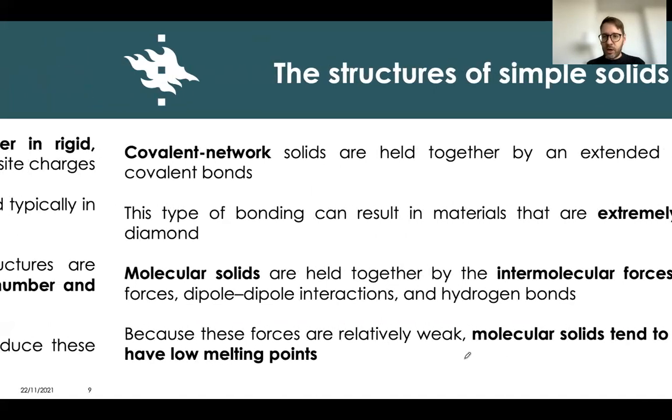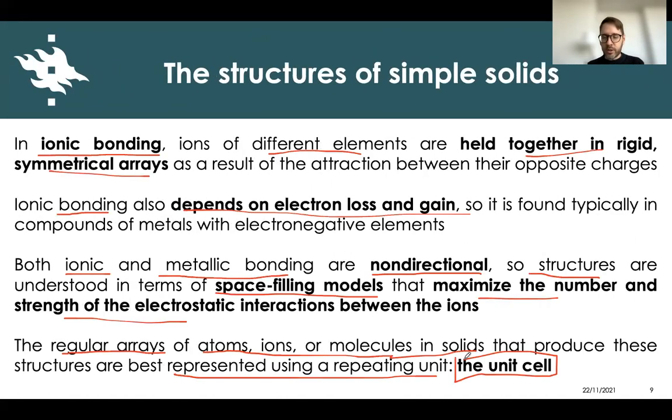And then this repeating unit is called the unit cell. So the unit cell represents the smallest part of the structure of a solid that can be employed to describe the overall structure of the material. And then we will see this more clearly in examples in the upcoming slides.